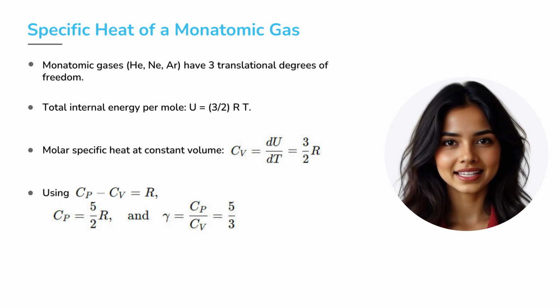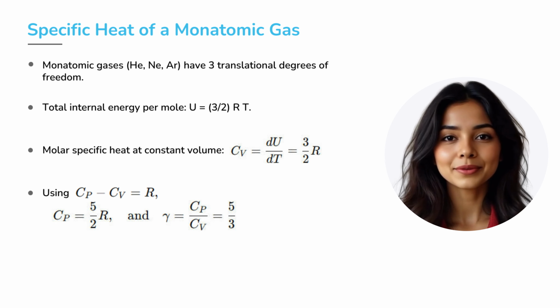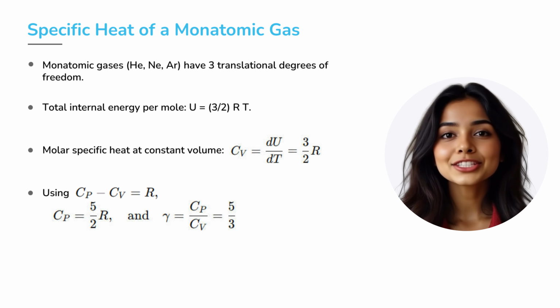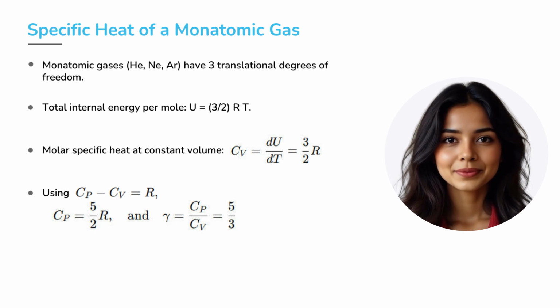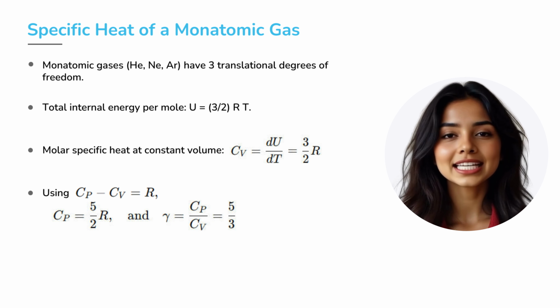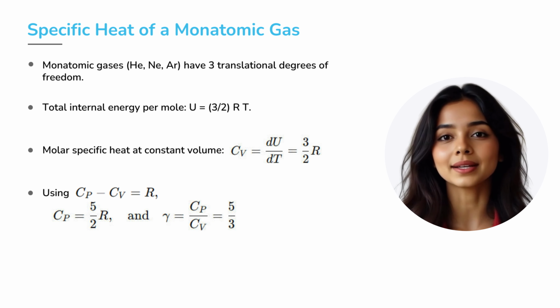Monatomic gases like helium or argon. These are the minimalists of the molecular world. They can only move in three directions, x, y, and z. So, their energy comes purely from translational motion. The total internal energy per mole is 3/2 RT. That means the specific heat at constant volume, Cv, equals 3/2 R.